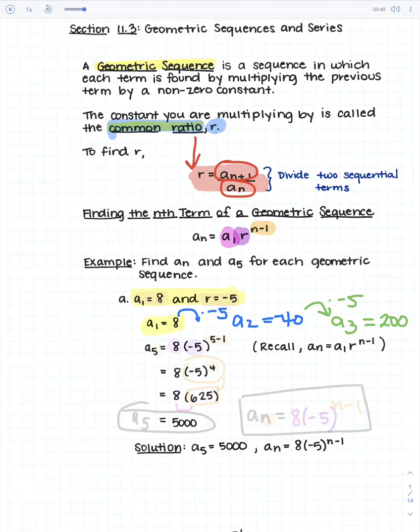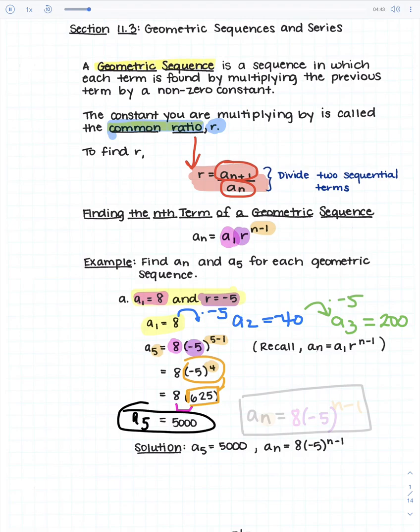For the 5th term in your sequence, the formula says to take your first term, which is 8, and multiply it by the common ratio R, which is negative 5, raised to one less than that. If we're looking for the 5th term, that means we're going to raise it to the 4th. So be careful: order of operations is going to make you do the exponent first. You'll do negative 5 to the 4th first, which is 625. Then we multiply it by the first term, 8, which gives us 5,000. That is the value for our A sub 5, our 5th term in the sequence.